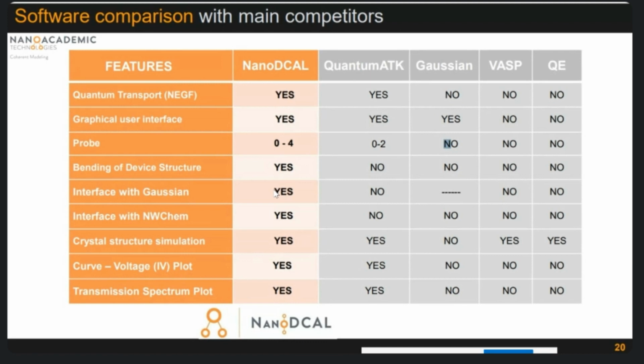The quantum transport user interface is very easy. Six probe is a new feature. It supports bending the device structure, and interfaces with Gaussian, NanoDCAL, and Quantum ESPRESSO. Crystal structure, input file, and output file: you can import and export different file formats, IV current, and transport spectrum. These are a few of the advantages I have shown you against our competitors. There are many other advantages that I could not explain in the slides alone.